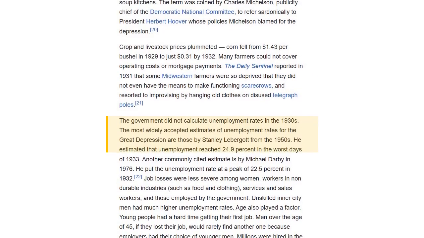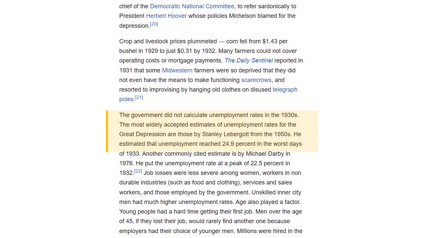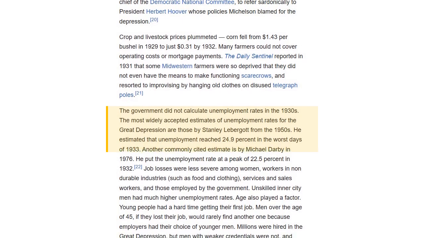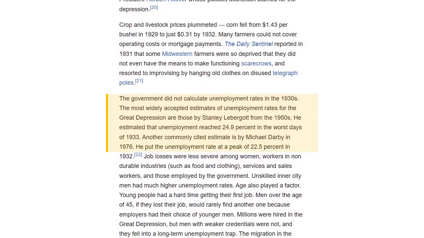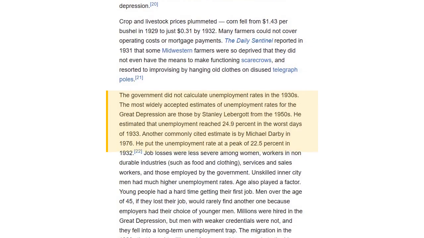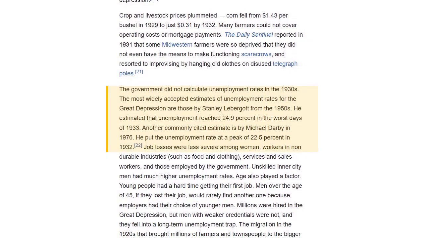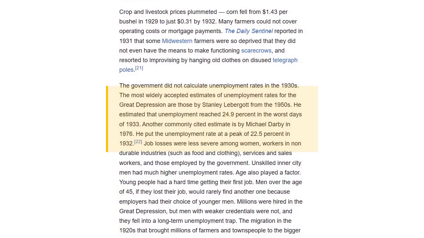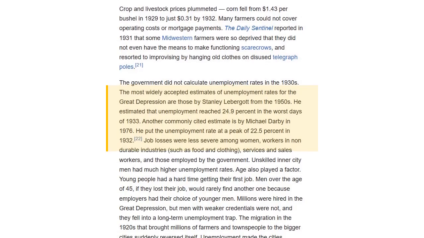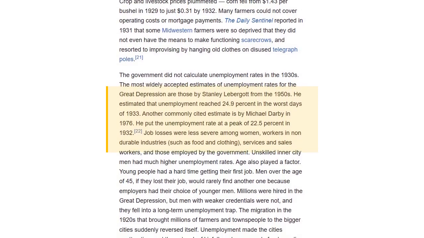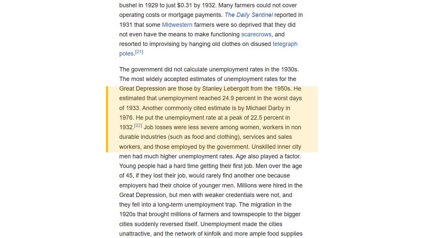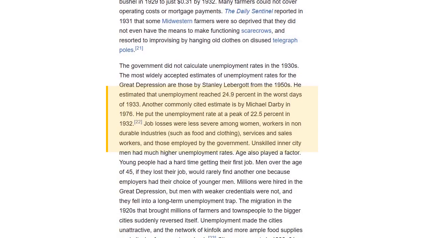The government did not calculate unemployment rates in the 1930s. The most widely accepted estimates of unemployment rates for the Great Depression are those by Stanley Lebergott from the 1950s. He estimated that unemployment reached 24.9% in the worst days of 1933. Another commonly cited estimate is by Michael Darby in 1976. He put the unemployment rate at a peak of 22.5% in 1932.